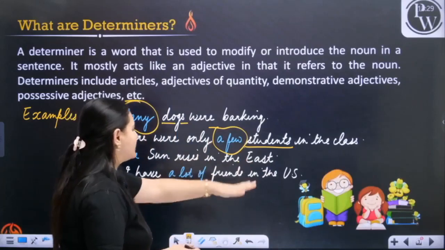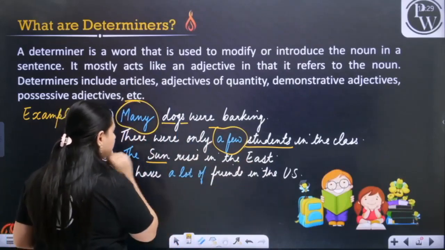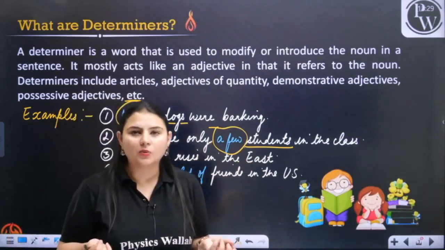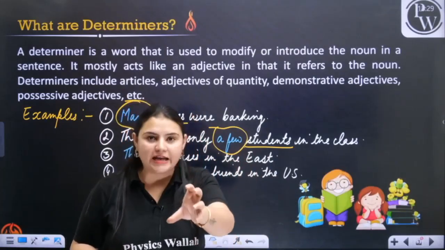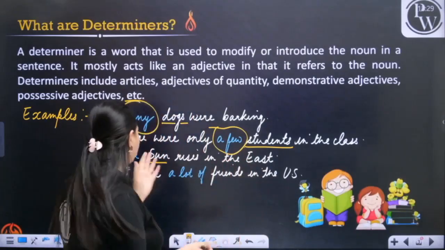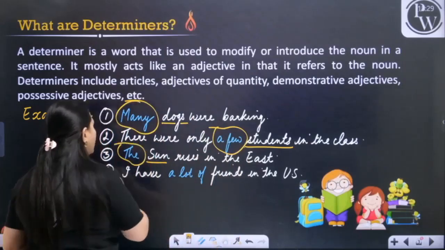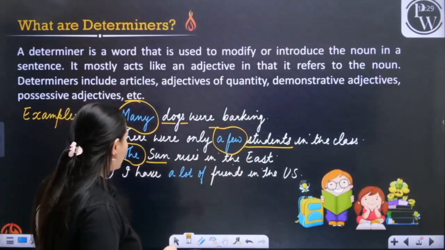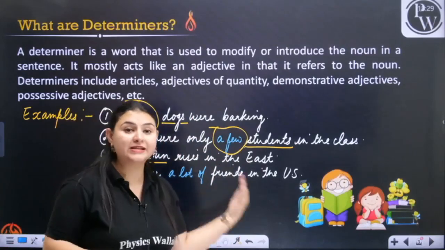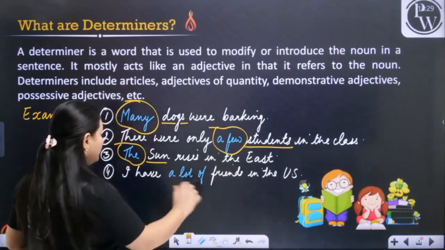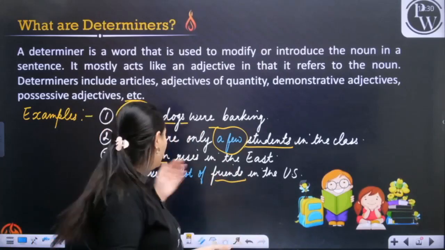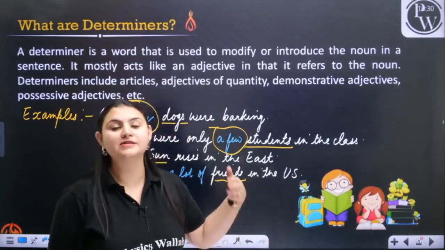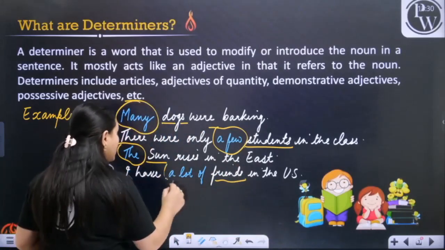"The sun rises in the east." Sun here is a noun. What is "the" telling about? It is actually defining the noun. Here the determiner is "the." "I have a lot of friends in the US." Friends again is a noun. "A lot of" is telling us the quantity of the noun.